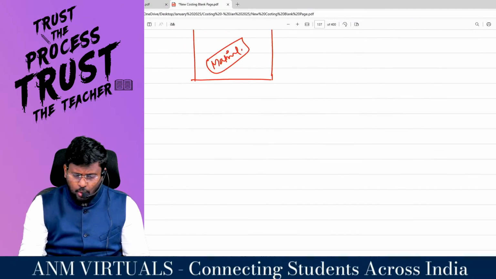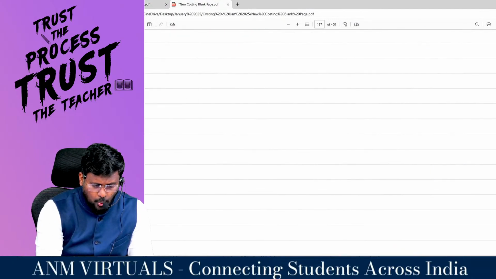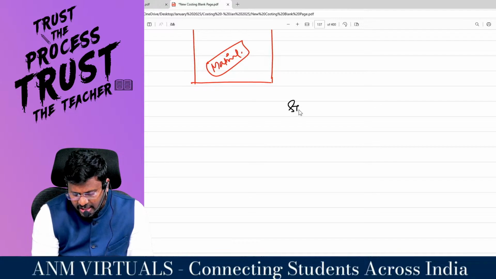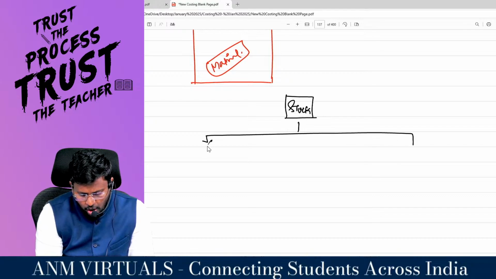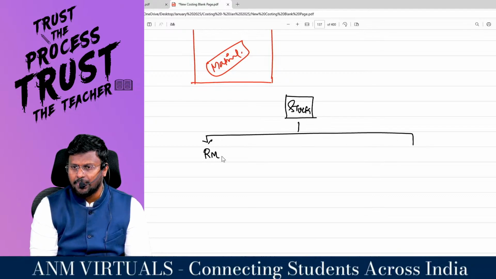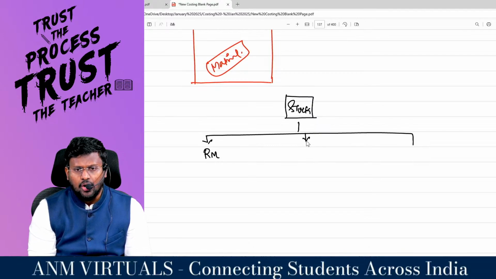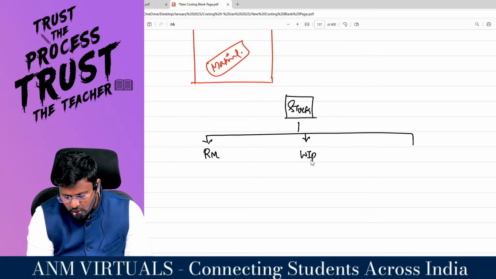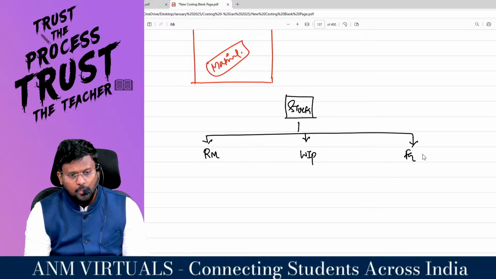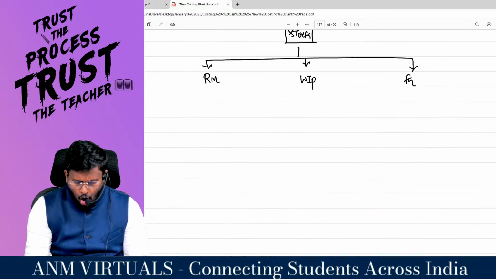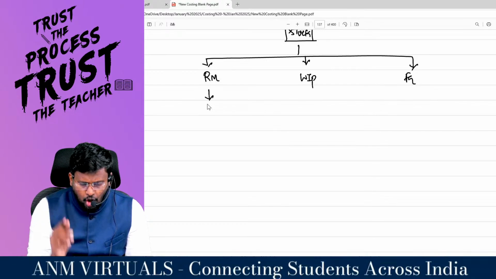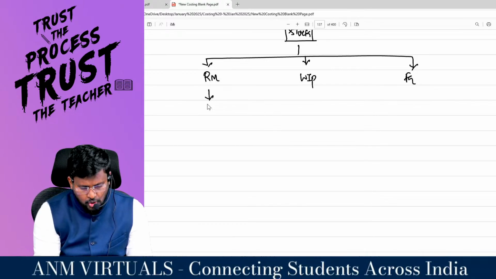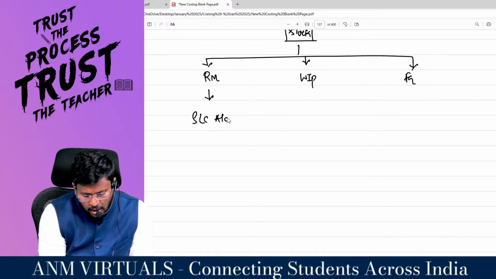As we already know, in accounts we have studied that there are three types of stock under AS 2. One type of stock is the raw material stock. Another type is the WIP stock. And the third type is finished goods. All the raw material related matters should be recorded in the stores ledger control account.